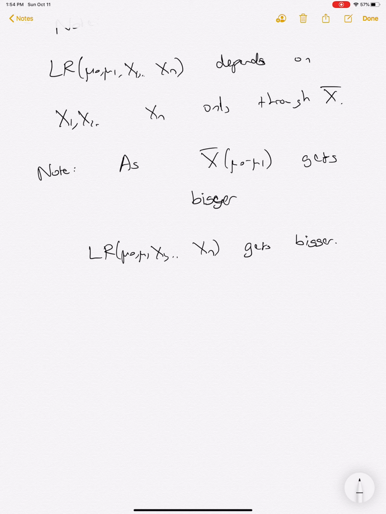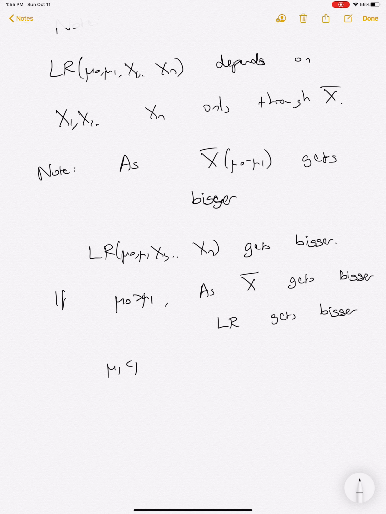So note that if mu0 is bigger than mu1, as x bar gets bigger, the likelihood ratio gets bigger. And if mu0 is less than mu1, as x bar gets smaller, the likelihood ratio gets bigger.